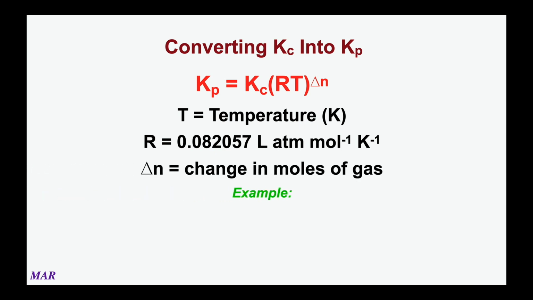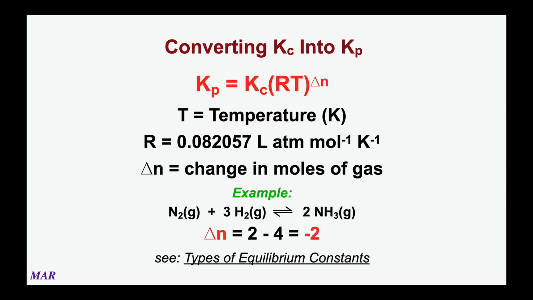Delta N is the change in moles of the gas. Remember, delta always means final minus initial. So that would be the final moles of gas minus the initial moles of gas. As an example, if we're looking at that same reaction where nitrogen and 3 hydrogens combine to make 2 ammonias, delta N would be the final moles of gas, 2, minus the initial, and there's an invisible 1 by the N2, so 3 plus 1 would be 4. So you can see that delta N in this case is -2.